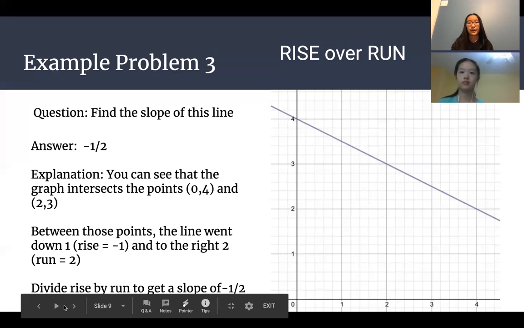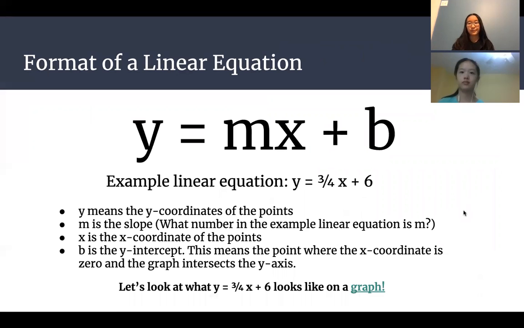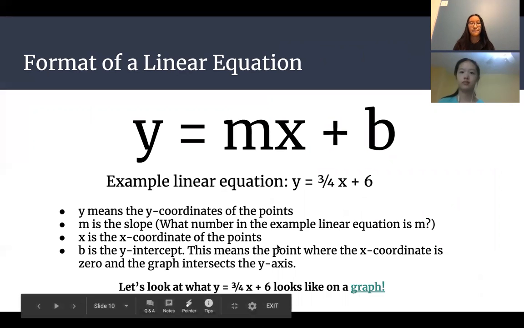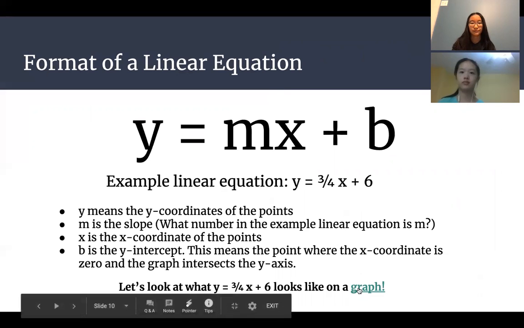Oh, and also, rise over run is an easy way to remember how to find slope, because rise refers to y and run refers to x. And now here's the format of a linear equation, which is basically how a line is represented. So m is the slope of the line, and b equals the y-intercept.